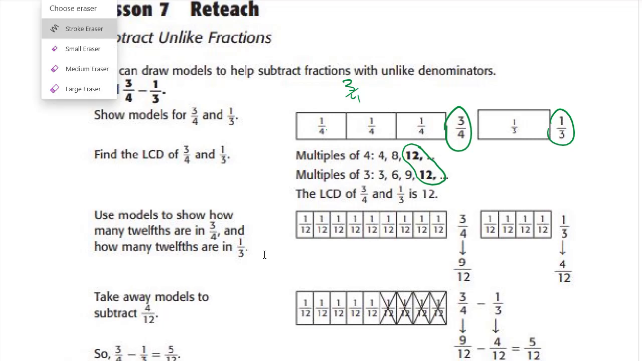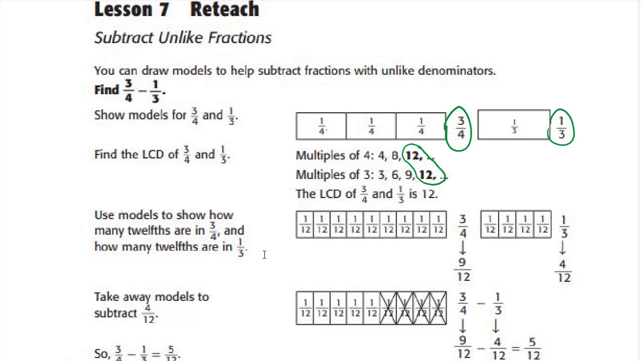I'm going to erase this here. And so what they're saying is I need to take this and I need to divide it into 12. Okay? So how can I have 3? So I'm thinking, help me. Okay. You split that into 4 parts. Okay, too many.